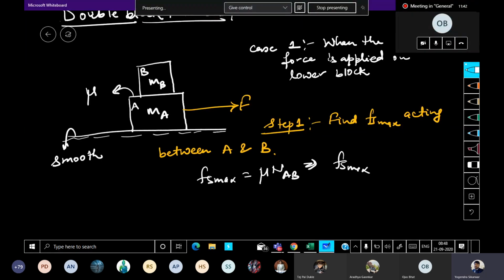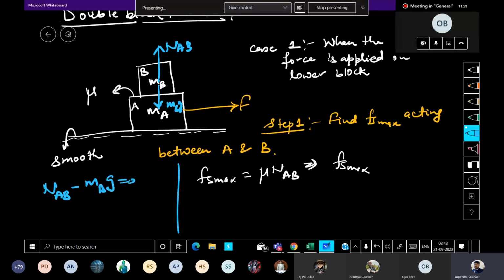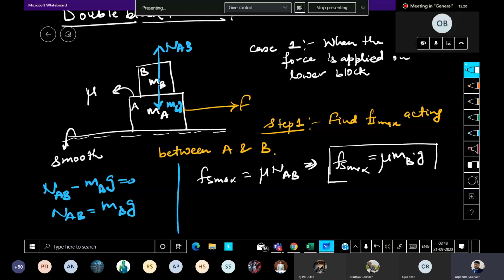Now pay attention. Let me show you. MBG is acting downward, NAB is acting upward. So let me write it here. NAB minus MBG is equal to 0. So NAB is nothing but MB into G. So when we write Fs max, that Fs max will be mu into MB into G. So this will be the value of Fs max.